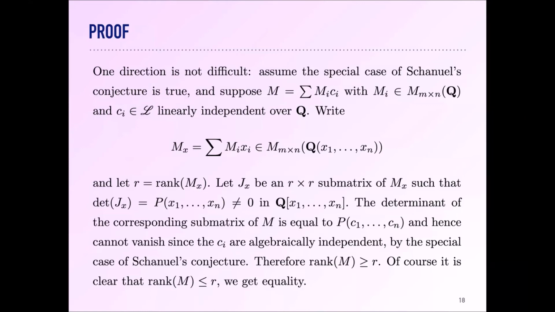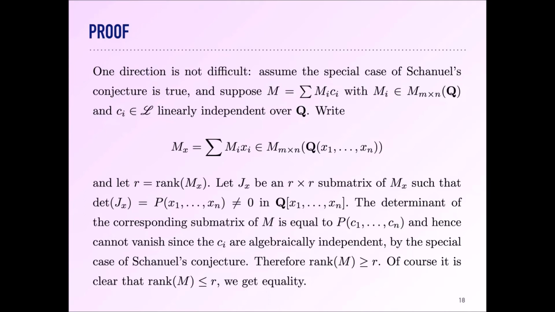Okay, so you have M(X), which is the sum of Mi times Xi. So you've replaced these Ci's with formal variables, and we let r be the rank of this matrix. So what is the rank? Well, one of the definitions of rank, maybe not the best one, but convenient for this purpose, is that if the rank is r, there is an r by r submatrix of this matrix whose determinant is non-zero. So we consider the determinant of that submatrix, that minor, as a polynomial.